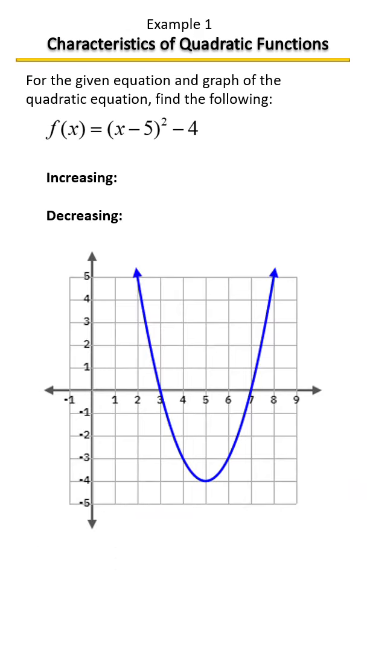Now let's identify where on the graph it is increasing, moving from left to right in an upward motion. So that would be from 5 going all the way to positive infinity. Where is it decreasing? Coming from negative infinity and stopping at 5.